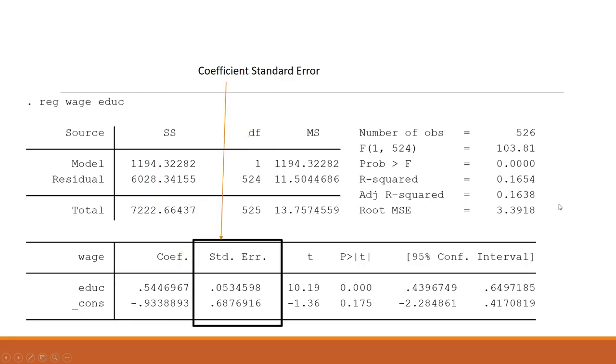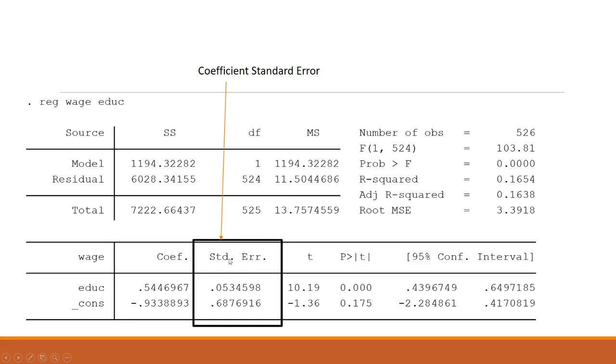All right, let's go to the next one. You'll remember from hypothesis testing that having a standard error is really important because you need it to calculate a t-statistic to test your hypothesis. So this reports the standard error of your coefficient. This right here is the standard error for your beta 1 hat. The standard error for beta 0 hat is here, and the standard error for beta 1 hat is here.